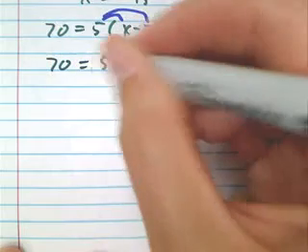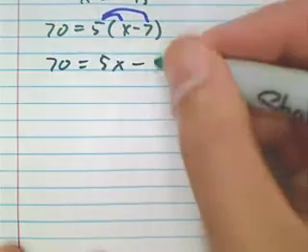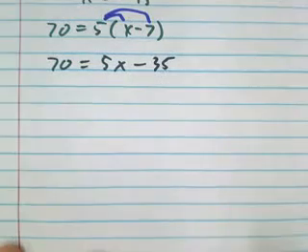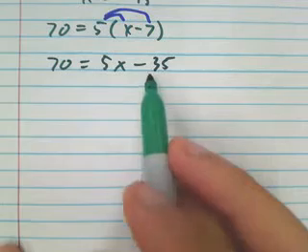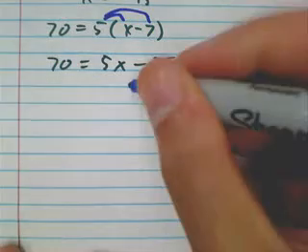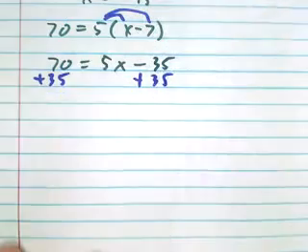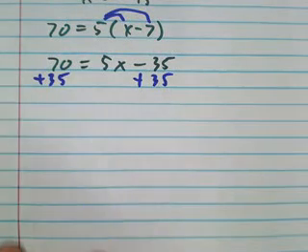And what do I get here? I get 70 equals 5x minus 5 times 7 is 35. Okay, so again here I have multiplication and subtraction. I need to get rid of the subtraction first. Let's add 35. Okay, and those will cross off.